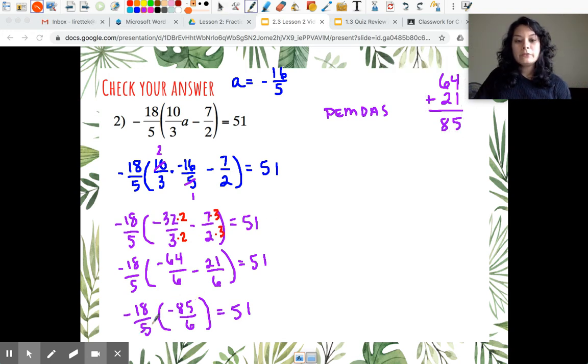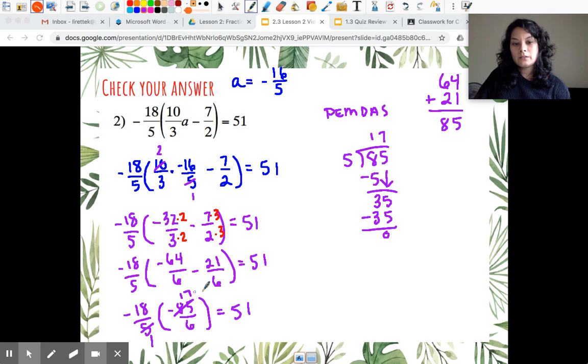Okay, so 5 can evenly go into 85. 5 is going to go into 8 once with 3 left over. Bring down my 5. That's going to go in 7 times with nothing left over. So this will give me a 17. And then 6 will go evenly into 18 3 times. So my denominator is giving me a 1 here. So I know that whatever I get on the left-hand side, I can write it as an integer. I don't have to put it over 1.